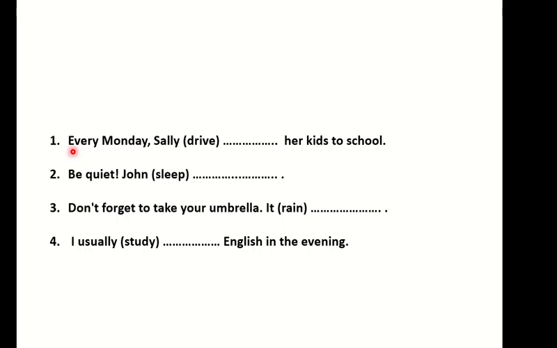Okay, so number one, every Monday, Sally drives her kids to school. Number two, be quiet. John, now, we are talking about now, be quiet. John is sleeping. Good. Number three, don't forget to take your umbrella. Yes, it is raining. It's raining now. And number four, I usually study English in the evening.